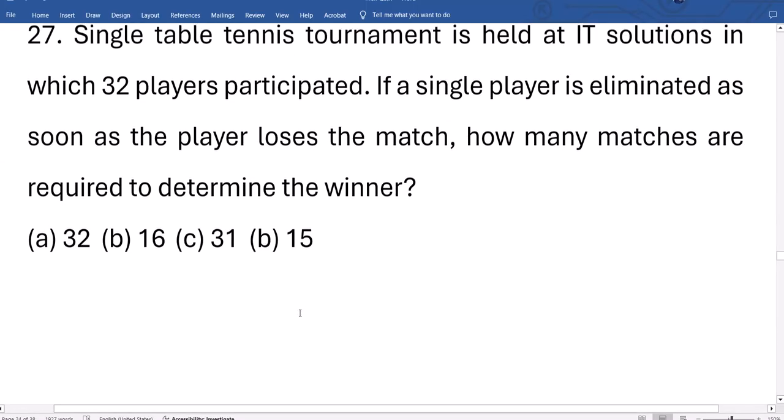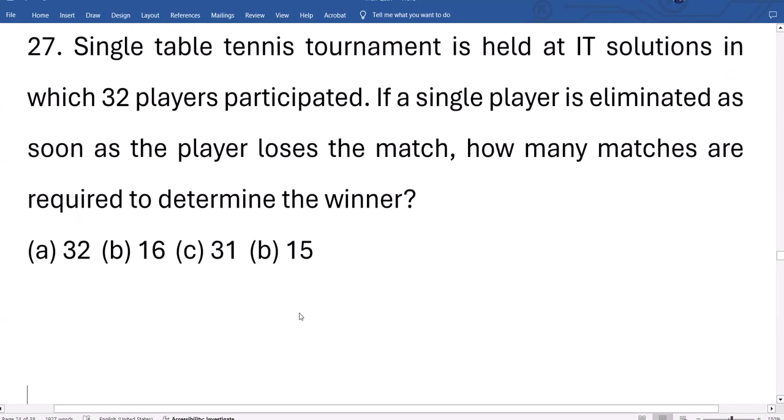A single elimination table tennis tournament is held at IT Solutions in which 32 players participated. A player is eliminated as soon as they lose a match, which means one match, one player will be gone. How many winners will there be? One winner. So how many should be eliminated? Now the question is how many matches are required?